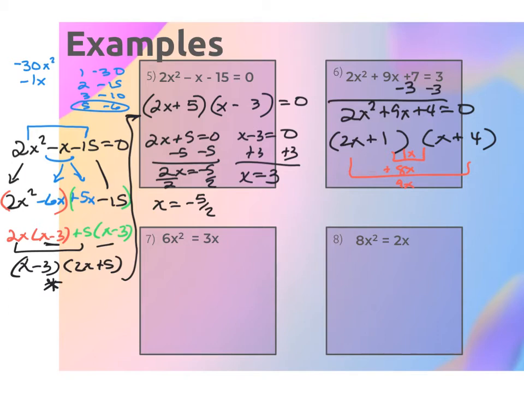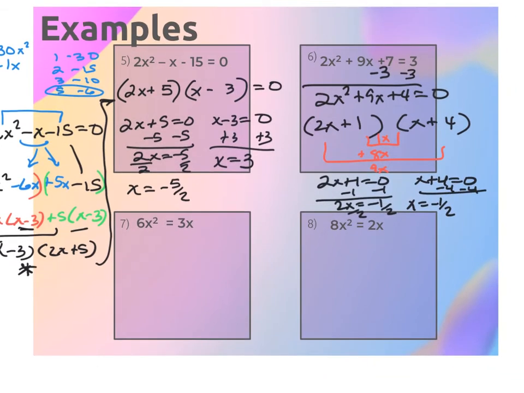So now let me go ahead now and set each of my factors equal to 0. So 2x plus 1 equals 0, and x plus 4 equals 0. Subtract 1. 2x equals negative 1, divide by 2, and x equals negative half. Same thing here, subtract 4, and then my solution here is x equals negative 4. So my two solutions are negative half and negative 4.